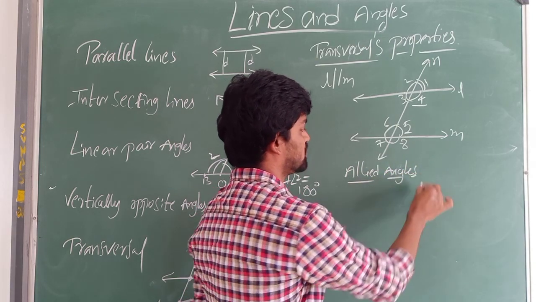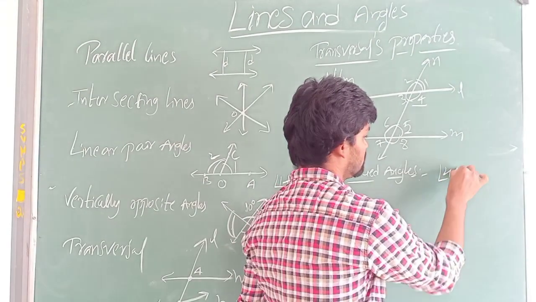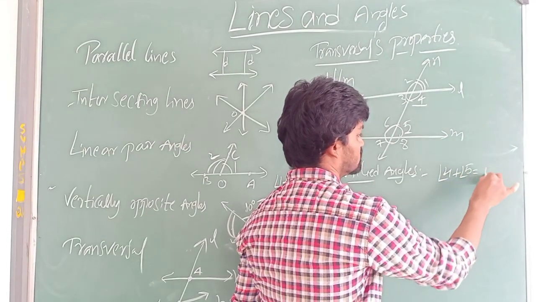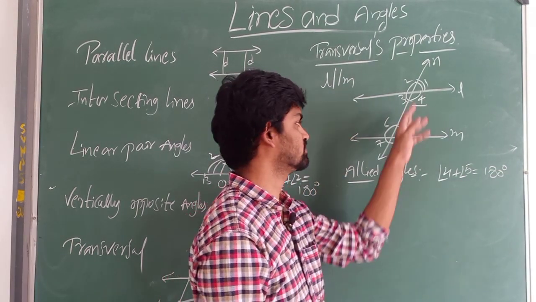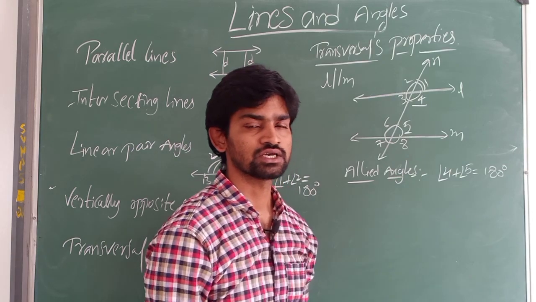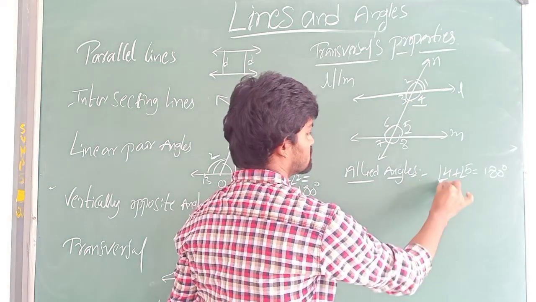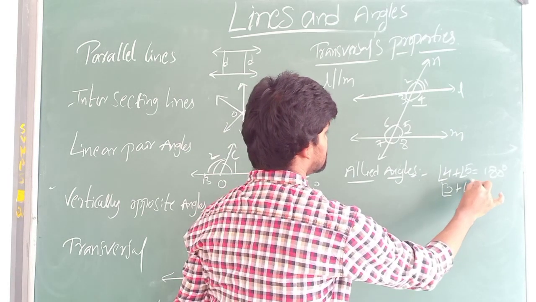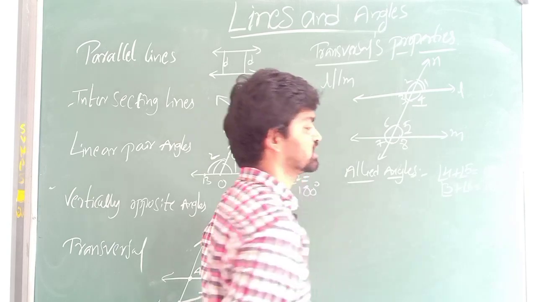So what is the property between them? Angle 4 plus angle 5 equals 180 degrees. The sum of allied angles is 180 degrees. Allied angles are also called co-interior angles. Here one more pair is formed, angle 3 plus angle 6. So two pairs of co-interior angles are formed.